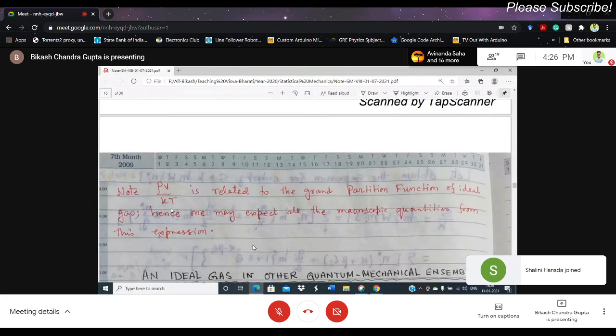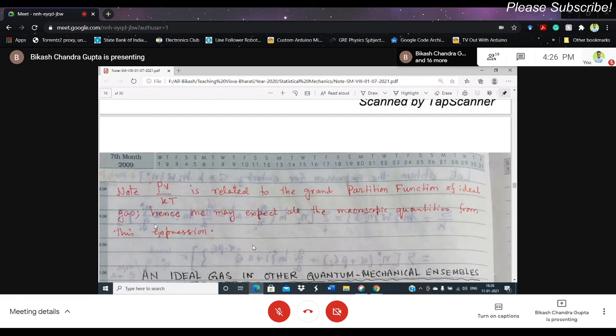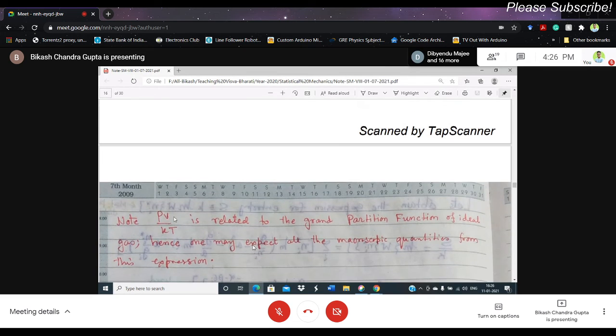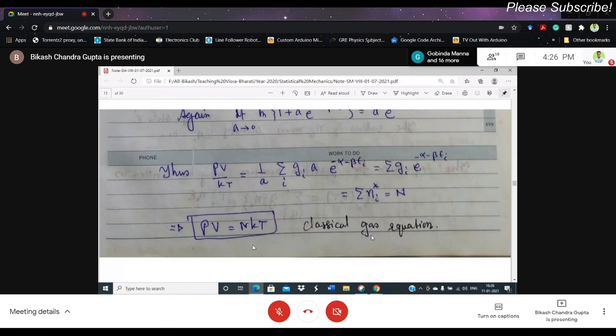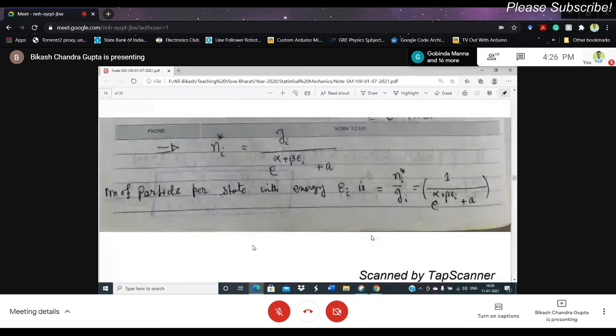So this PV by kT is related to the grand partition function of the ideal gas. Hence, one may expect all the macroscopic quantities from this expression, because PV by kT is related to the grand partition function, and therefore, using the grand partition function, one can calculate all possible quantities. Okay. So, is there any question on this?